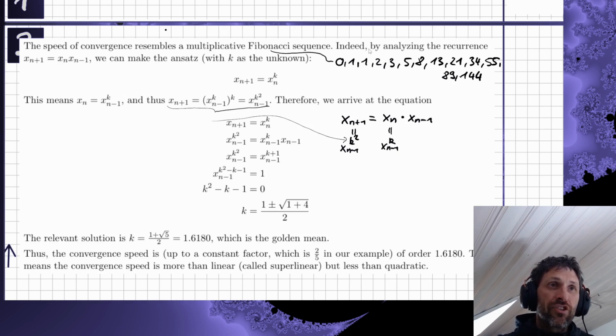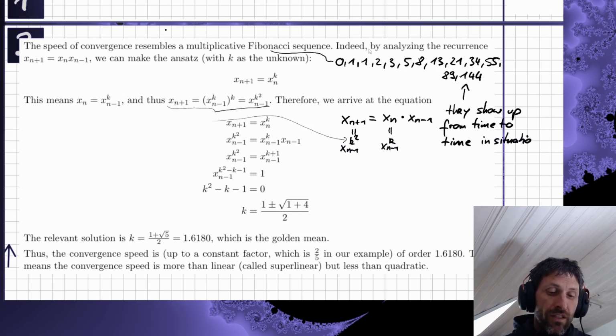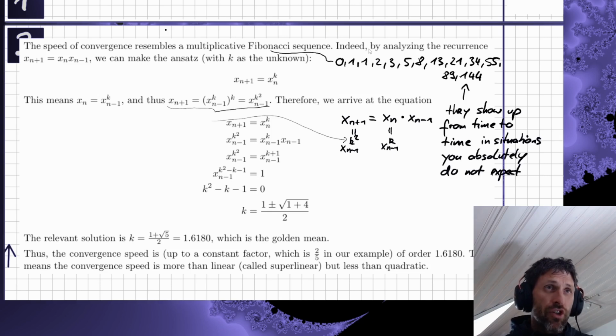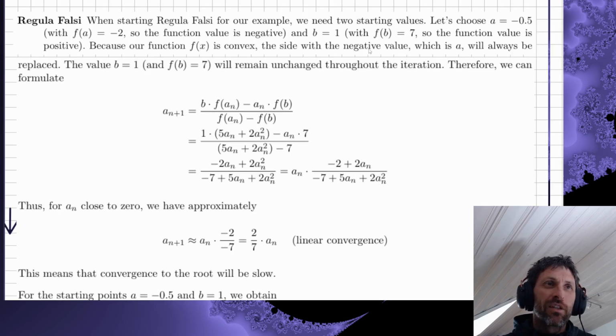This is the Fibonacci sequence, and the convergence is of the form of a multiplicative Fibonacci sequence. Very, very interesting. Fibonacci numbers show up from time to time in mathematics in situations where you absolutely did not expect them to show up. That's the truth of being a mathematician. Not every day they show up, but from time to time, and always you are very astonished.